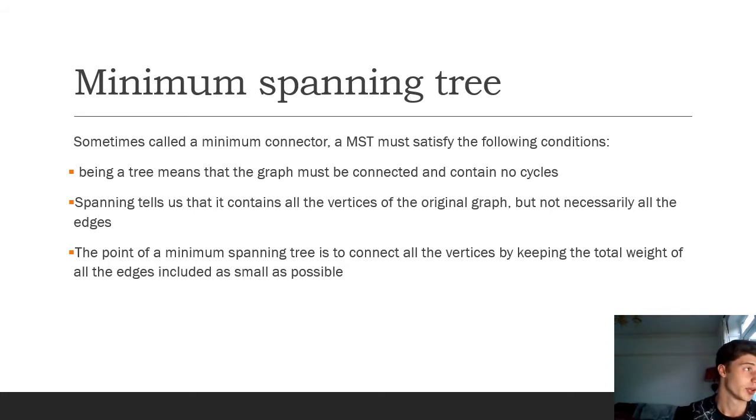Now the last point, the minimum bit, is why we don't just keep the whole graph. We want to get rid of and exclude some of the edges already there, and the reason for that is basically we're going to be adding up the total weight, so the numbers associated with each of the edges that we include, and the more edges we have, the more weight they contribute, and the bigger the total is. And we want to minimize the total. We want to keep it as small as possible. So basically we're only going to keep the edges we have to. So minimize that.